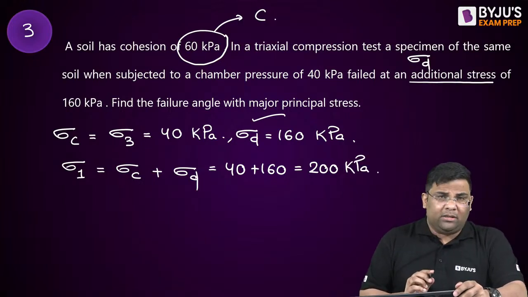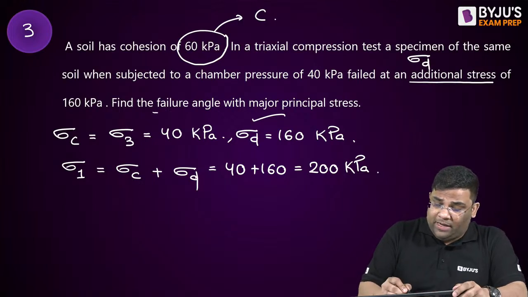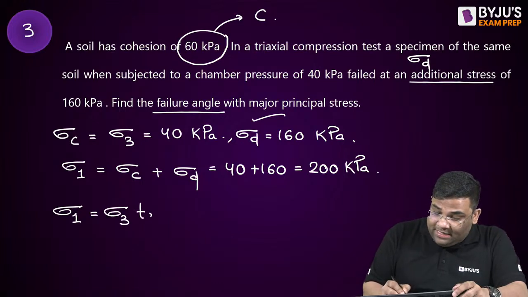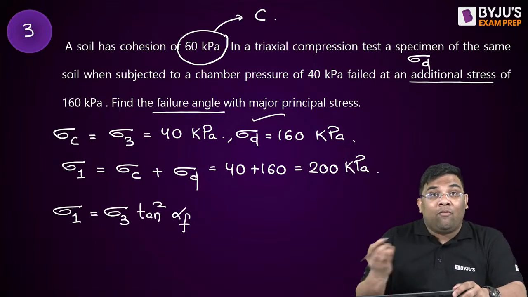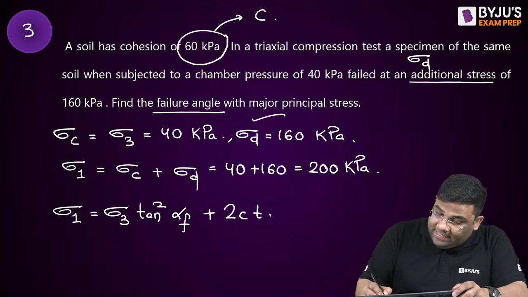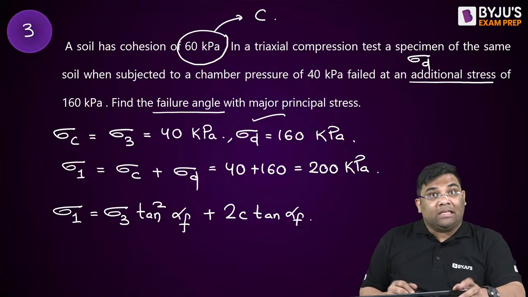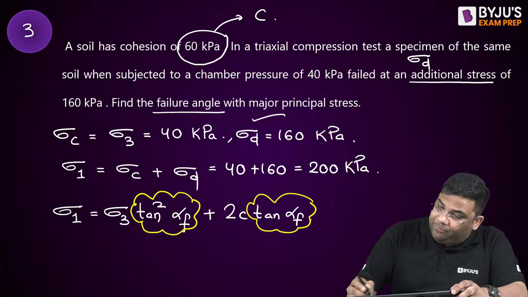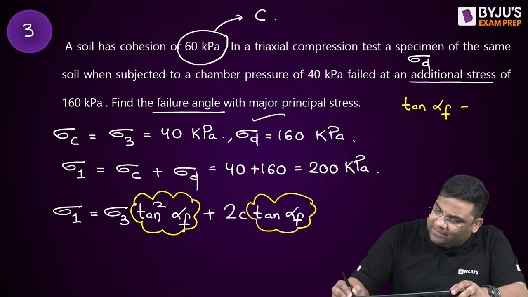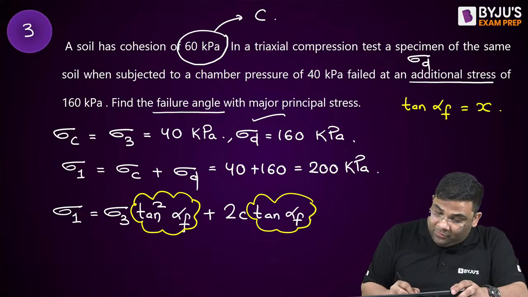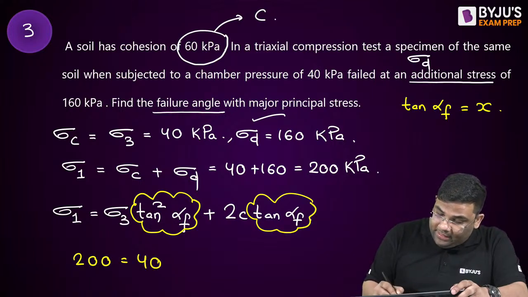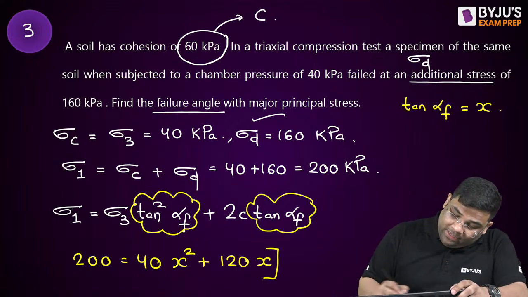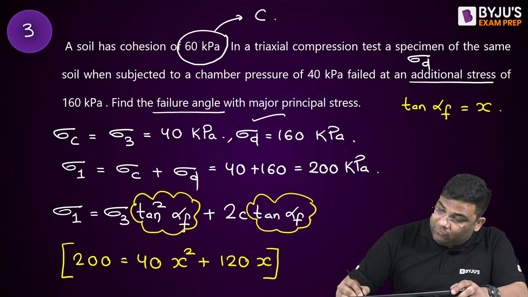But before that, what is asked in the question? They have asked the failure angle, right? So we know this relationship. Sigma 1 is equal to sigma 3 tan square alpha f plus 2c tan alpha f. Yes? This equation we know, right? Now do one thing. Take tan alpha f as, suppose, x. Just simplify the equation. So what will happen? You see, this will be 200 is equal to 40 x square plus 2c will be how much? 120 x. Can you solve this quadratic and give me the value of x?